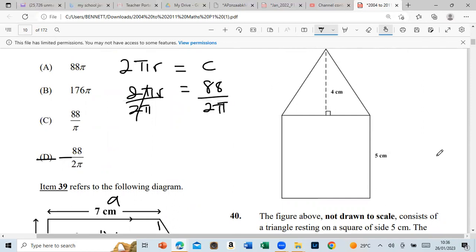The figure above, not drawn to scale, consists of a triangle resting on a square with sides 5 centimeters. But they ask us to do.